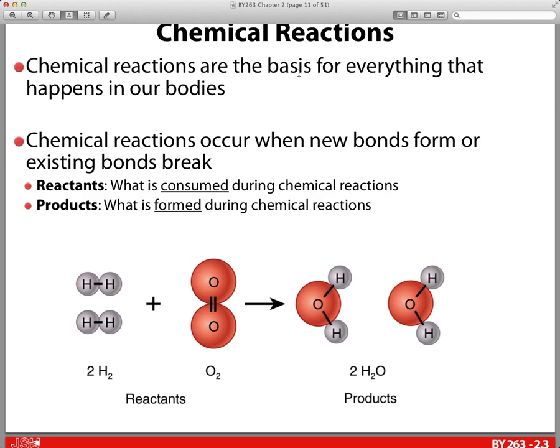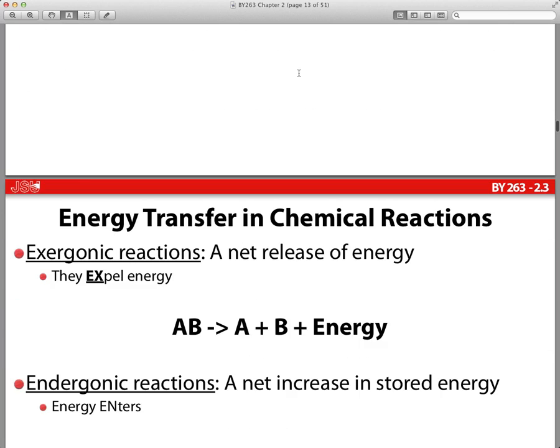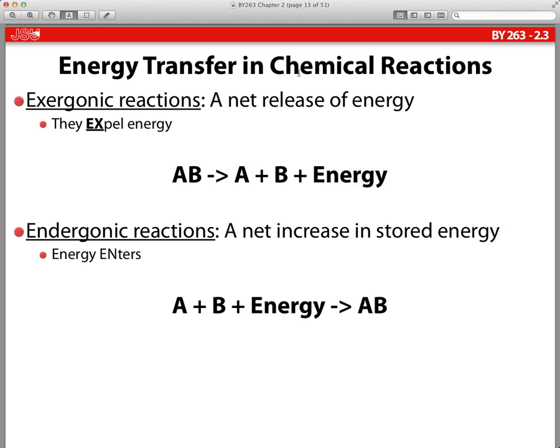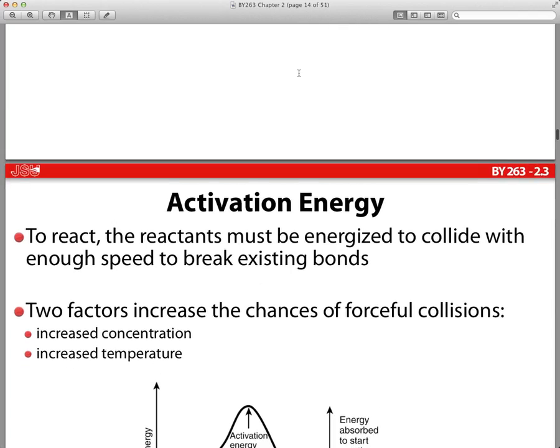Chemical reactions. You know what a chemical reaction is, right? You've got reactants, you've got products. Things are either going to combine or separate. Chemical reactions are exergonic or endergonic. I think that's pretty self-explanatory. Exergonic, there's a net release of energy. Endergonic, there's going to be a net input of energy. Not the same as exothermic and endothermic, but they're somewhat related.